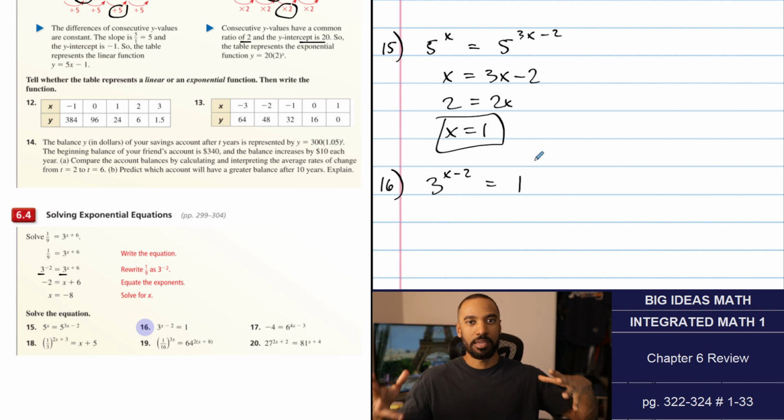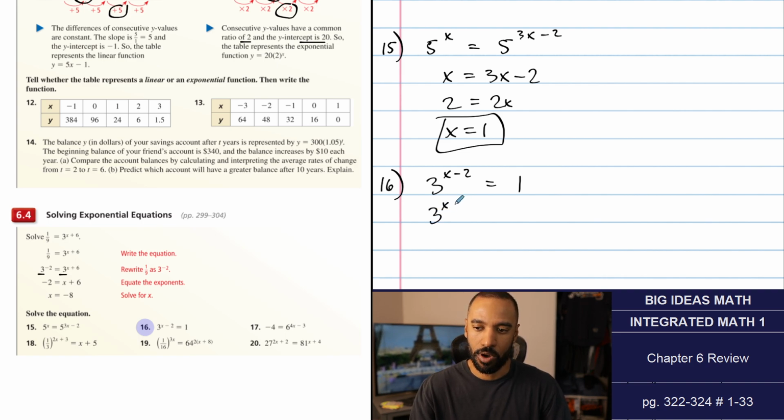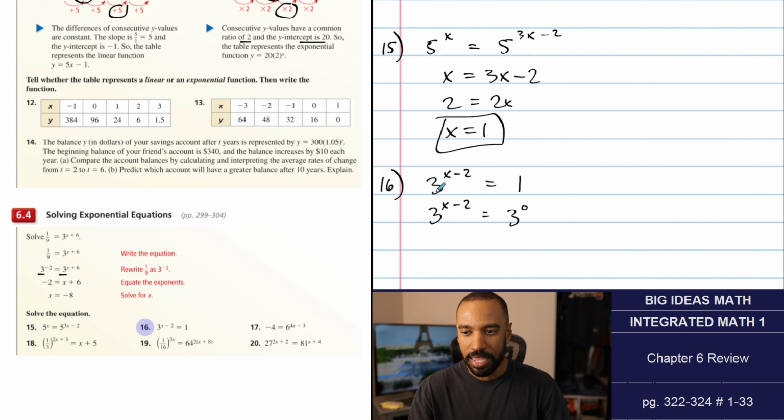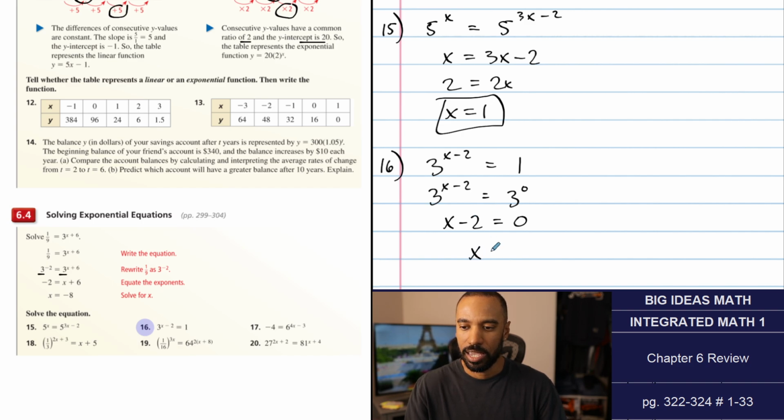1 is any base to the 0 power. So I can rewrite this with any base that I want. I want to rewrite it with a 3. 3 to the 0 power. If I can make this thing 3 to the 0 power here, I would get 1. So I need x minus 2 to equal 0. I like that the question's on here. I wish that they had at least one of those in the set. You add 2 to both sides, you get x equals 2.